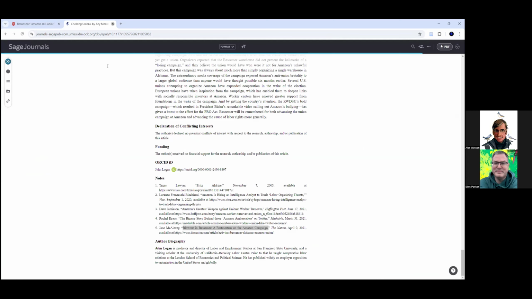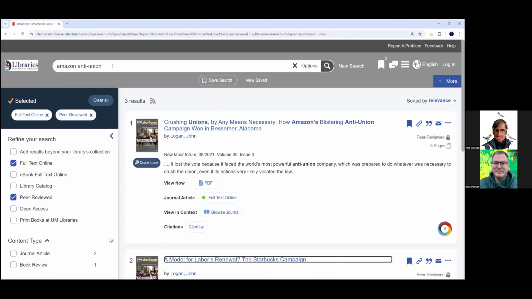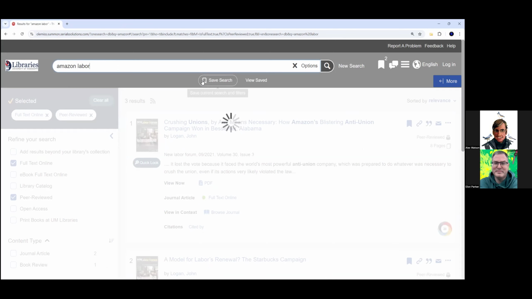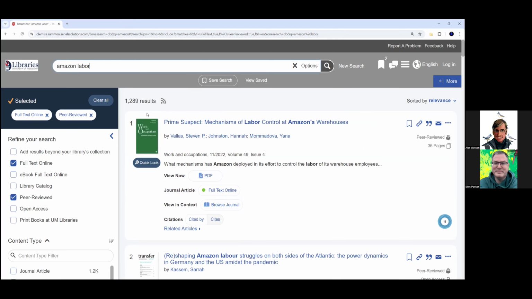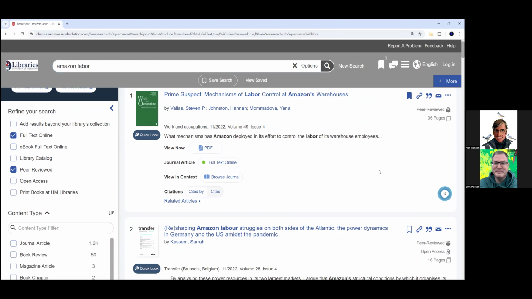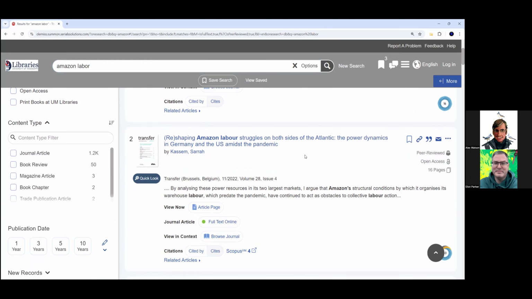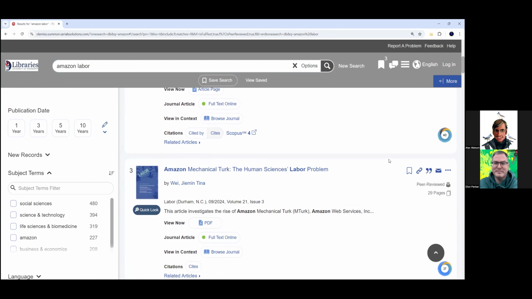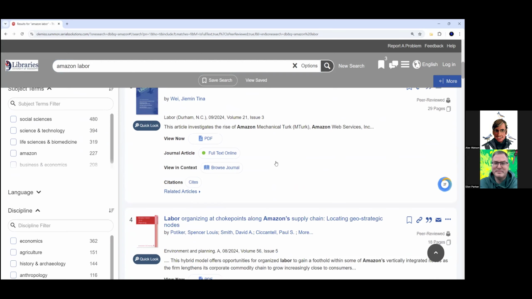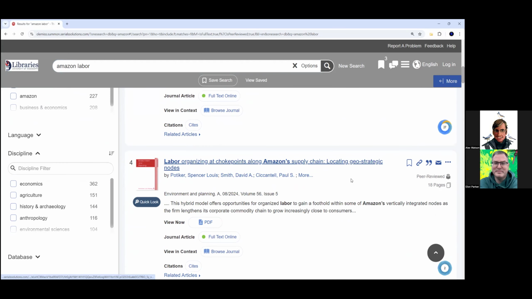You could also try broadening this out. Now, this may bring back some things about labor in the Amazon rainforest. But, oh, no, it looks like we've actually got some good stuff. So this one is talking about the mechanisms of labor control. Very useful if you want to bust a union. Looking at power dynamics, both in Germany and the United States. That could be interesting to compare the two. Maybe the Germans are doing it better. Maybe the Germans are doing it worse. Labor organizing at choke points on the supply chain.